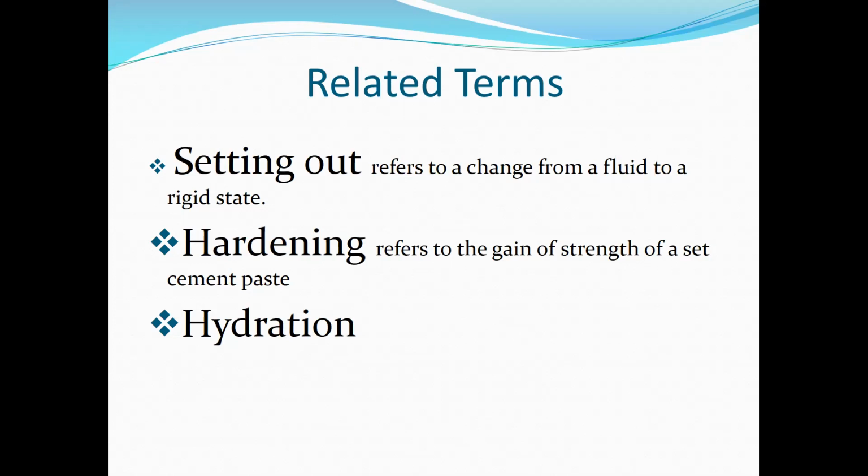And hardening refers to strength. It means the gaining of strength of the cement paste. Though hardening starts from the beginning, initially the strength is very less, and over the period when the setting is complete, that means when the material has transformed from the fluid state to the rigid state, in the rigid or solid state the material will gain some strength. That is called hardening. And the third term is hydration.